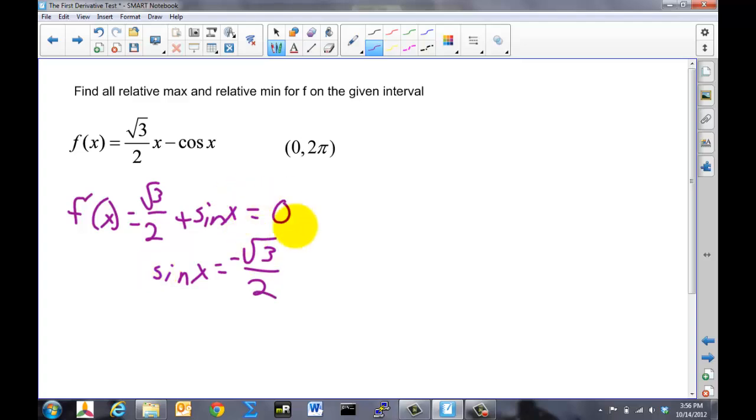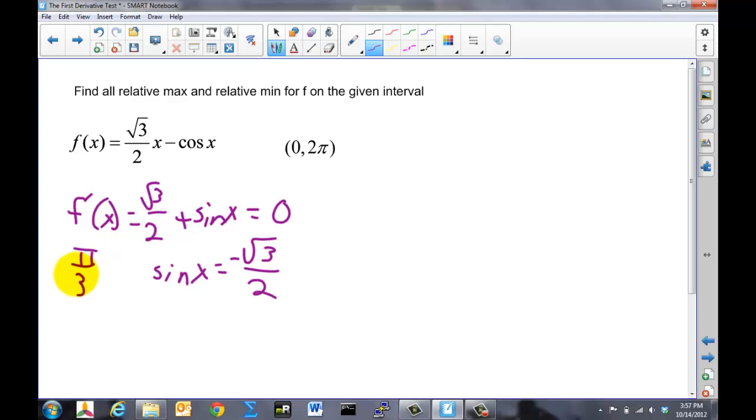Now we've got the sine of x equals negative root 3 over 2. So how do we solve that? Well, we're going to forget about the negative sign for a moment. When is the sine equal to the square root of 3 over 2? Remember the sine is root 3 over 2 if you're looking at your left hand here. So we get that the sine is square root of 3 over 2 at pi over 3.